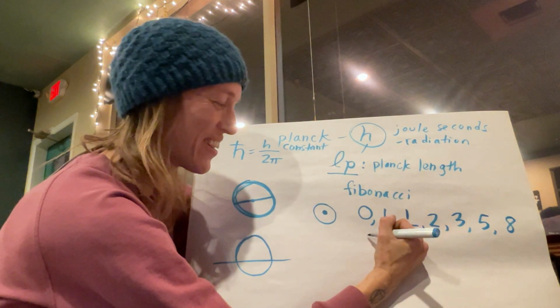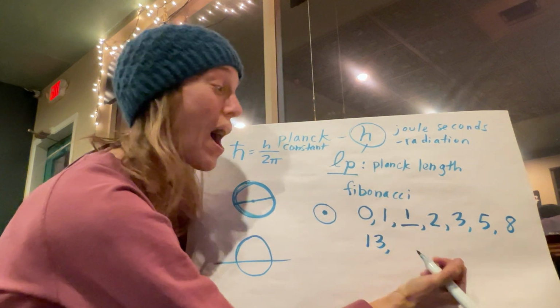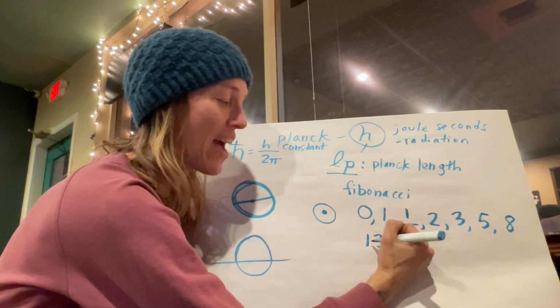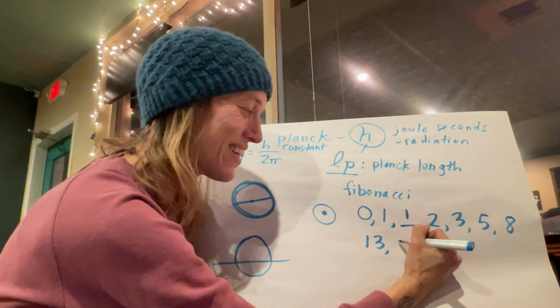Let's go a little bit more. 13, which makes 4. But we're not going that way, are we? Oh, well, we can. Let's do that next. What's next? 8 and 13 is 21, which makes 3.